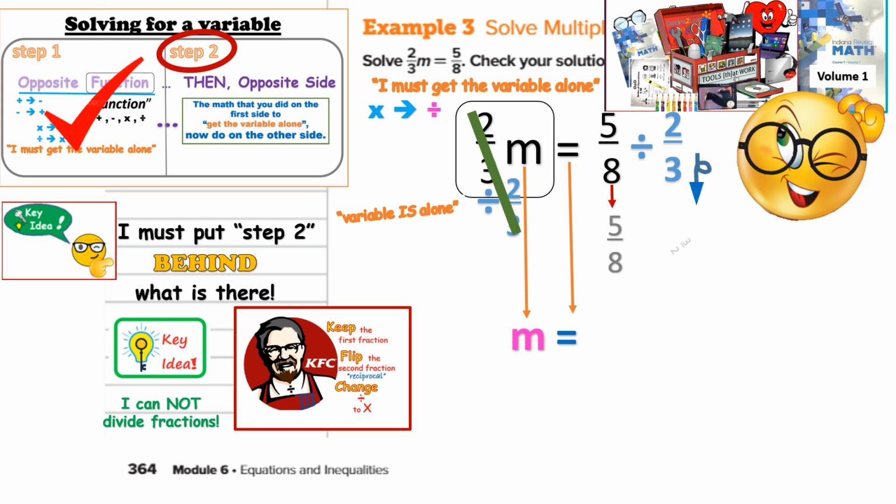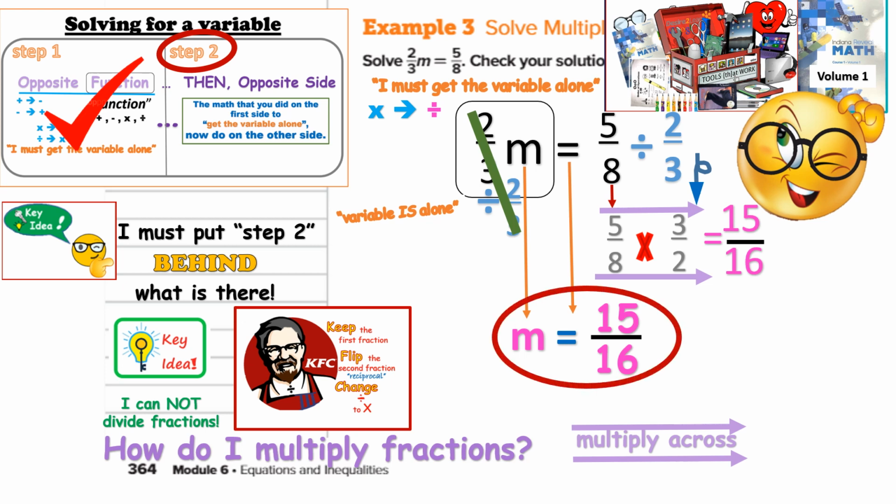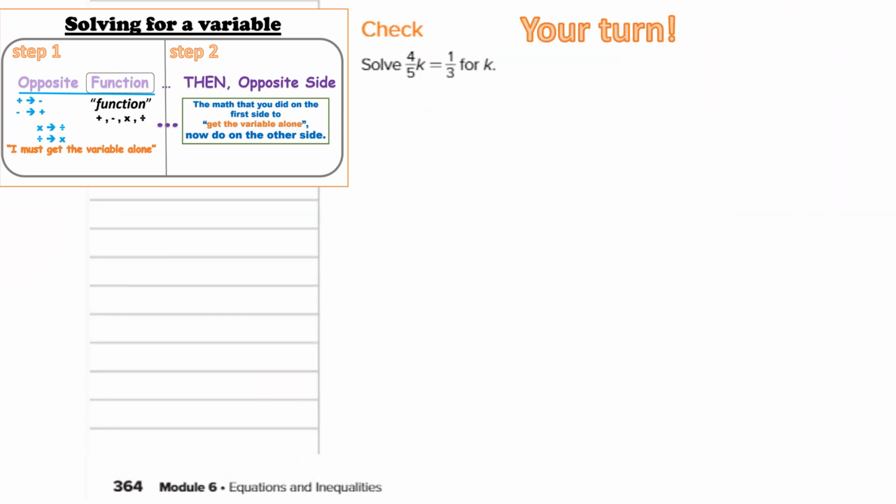That's once again called a reciprocal. So I put 3/2 and I change division to multiplication. Then I ask myself, well, how do I multiply fractions? Well, I simply multiply across. So I'm going to take 8 times 2. 8 times 2 gives me 16. 5 times 3 gives me 15. Therefore, we know that it's 15/16. So m is equal to 15/16 is the final answer.